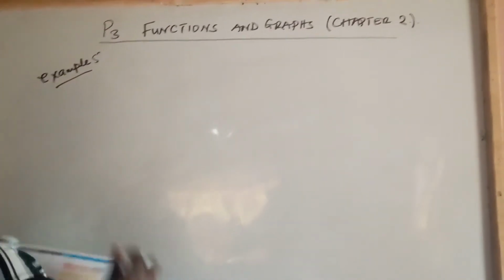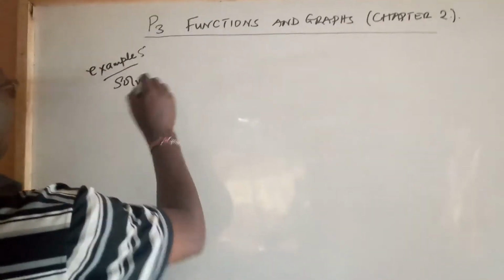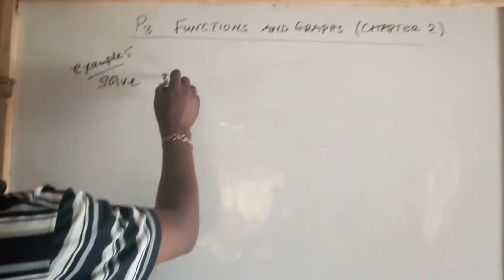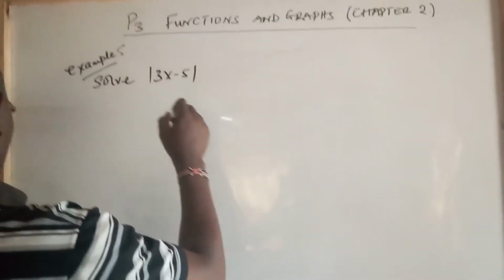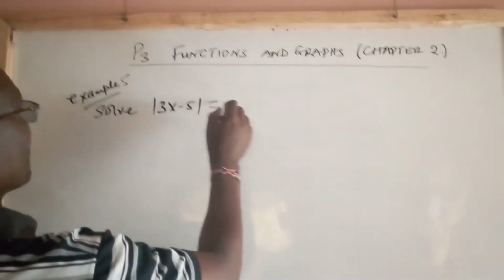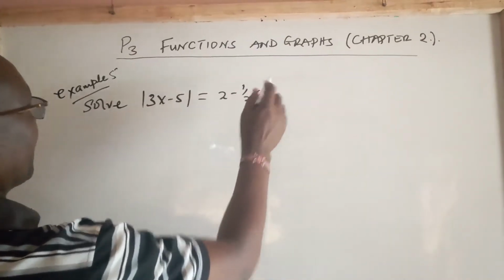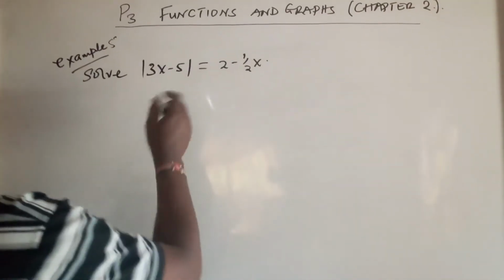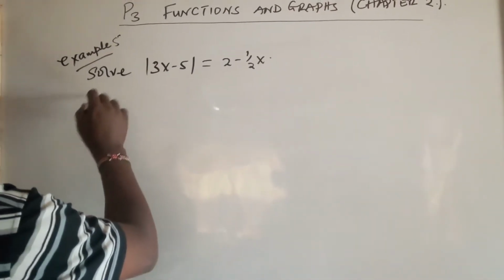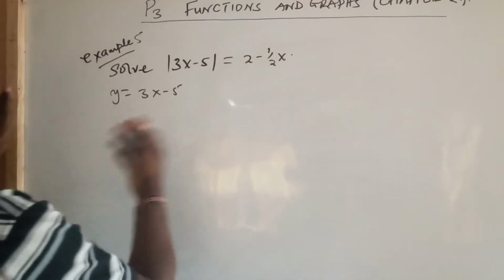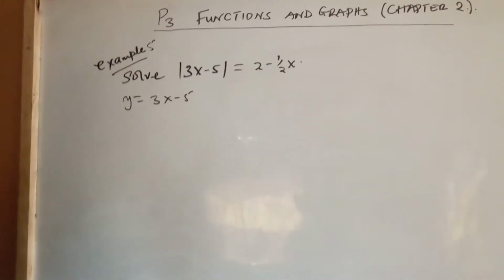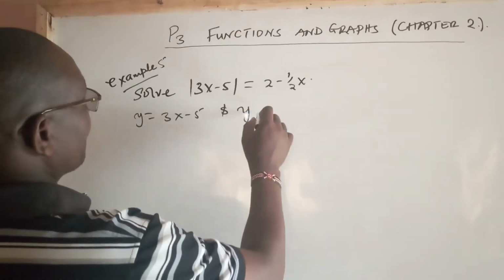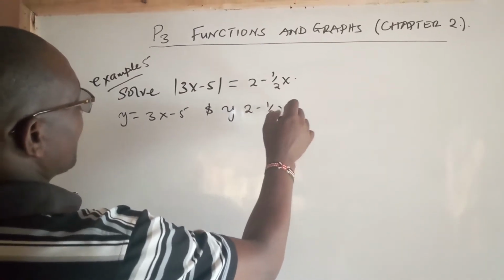Example 5, we are to solve the equation |3x - 5| = 2 - (1/2)x. The very first thing that we should start with is sketching the graph of y = |3x - 5|, reflected along the line y = 0, or the x-axis, and again sketch the graph of y = 2 - (1/2)x.